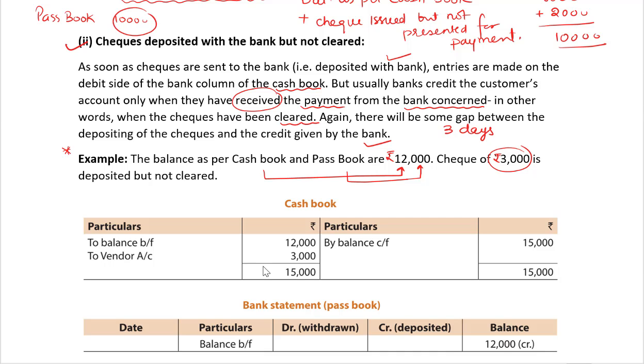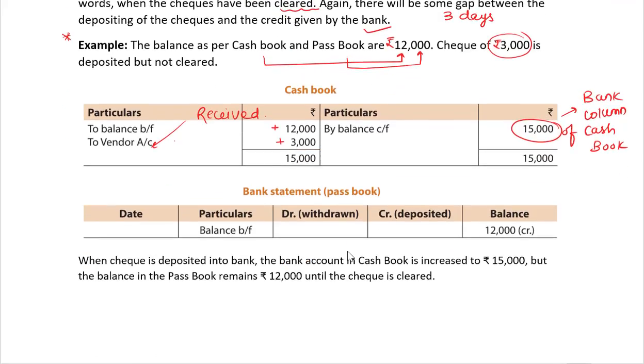So we will make an entry in this. Just see the cash book. In the cash book, we have taken the check because we have deposited the check. So we have taken the entry of the check in the cash book. The balance is 12,000. We have received the check from the debtor, that is the vendor, 3,000. So our closing balance is 15,000. This is the bank column of the cash book, which is 15,000.